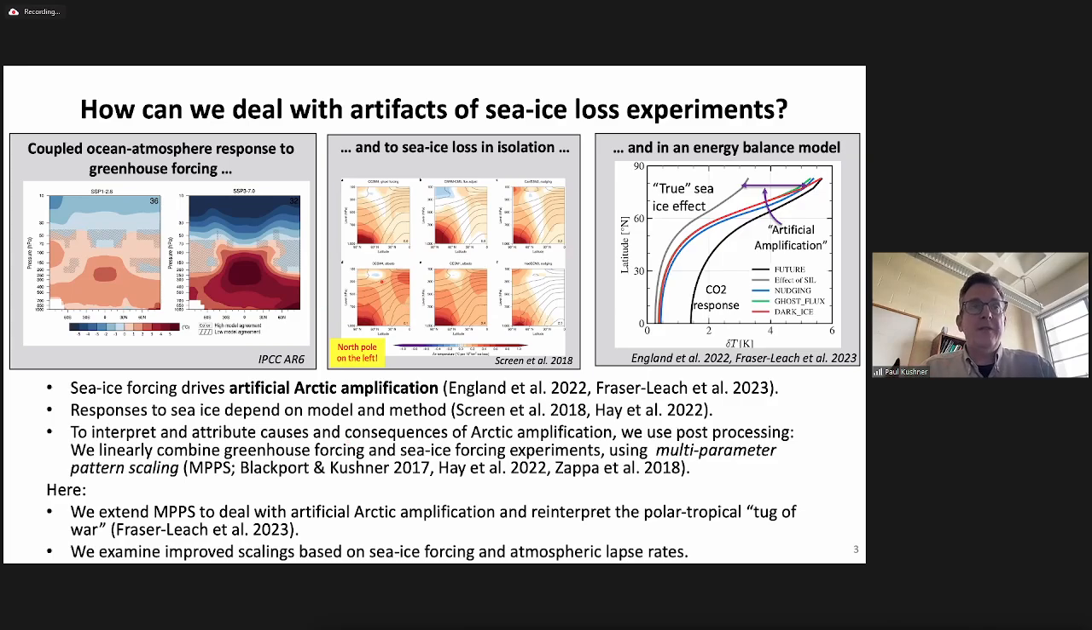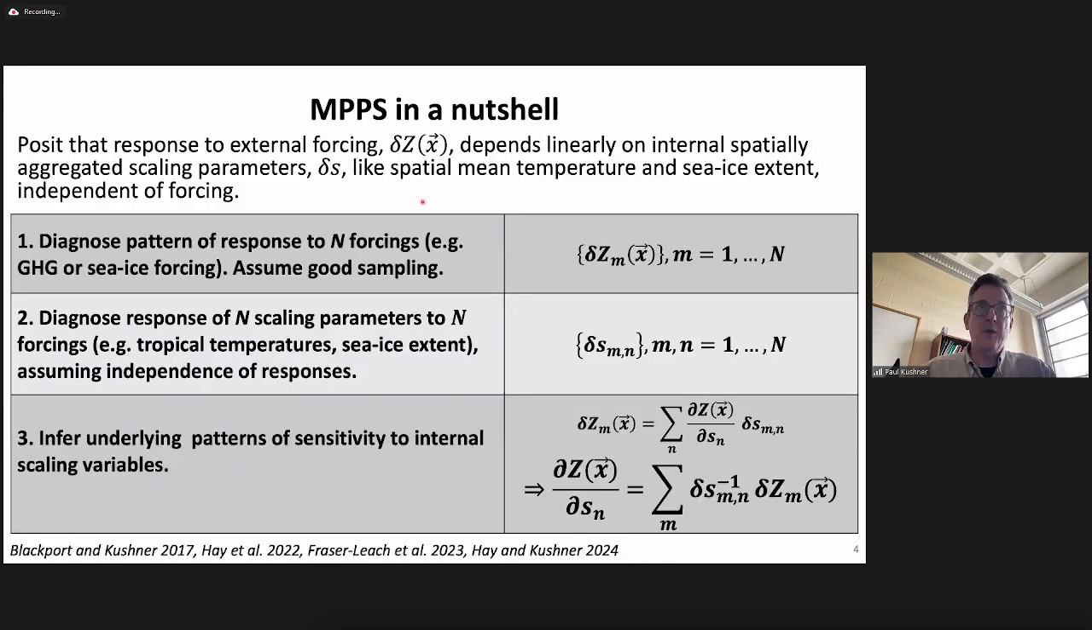And we realize that there's some advantage to be gained by combining free-running greenhouse forced experiments, like shown on the left, and these sea ice loss experiments, and using an idea of pattern scaling to interpret them. Multi-parameter pattern scaling is an extension of standard pattern scaling based on levels of warming to include other variables. So what I'm going to do in this talk is extend multi-parameter pattern scaling to deal with artificial Arctic amplification and reinterpret some of the effects we've seen before. So after that rather long introduction, let me just jump to talk about multi-parameter pattern scaling.